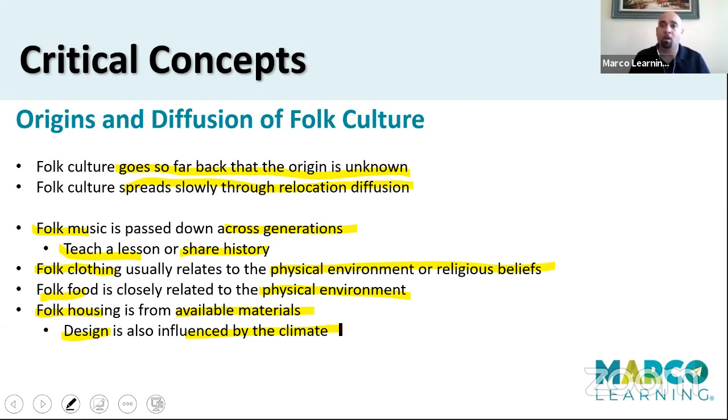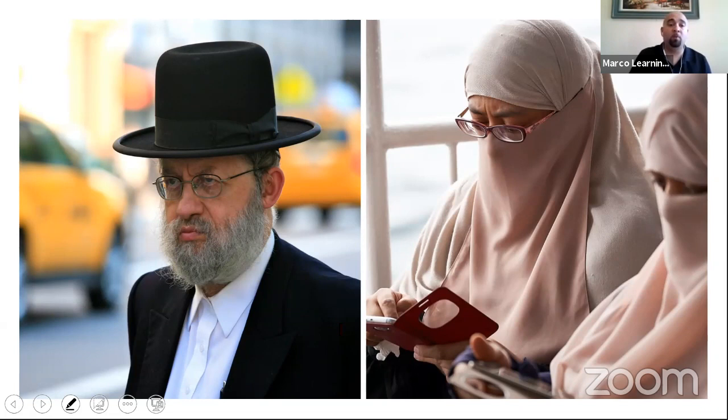All right, so again, these are things that relate to folk housing that are going to be very local, very specific. And here are a couple of pictures of people wearing traditional clothing. This is somebody who practices the Jewish faith in the Orthodox fashion on the left. Key features: the head covered, wearing the hat, wearing black and white as pretty much the only colors that they wear. That is the attire of a traditional Orthodox Jewish person.